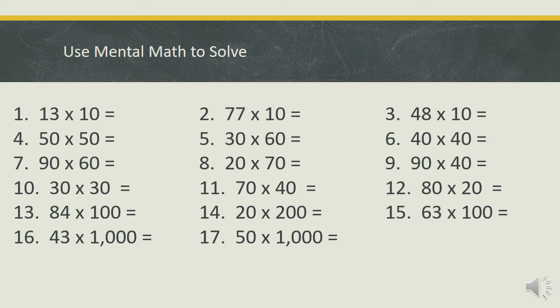Just 2 more to go. Number 17, 50 times 1,000. You can do this. Write it down. And number 18, 18 times 1,000. Multiply the non-zero digits and then annex your zeros. Okay.